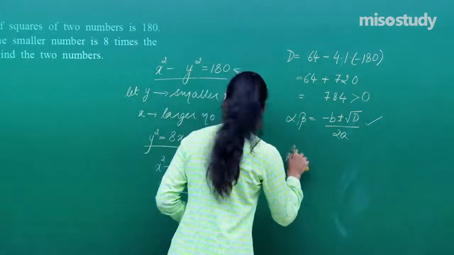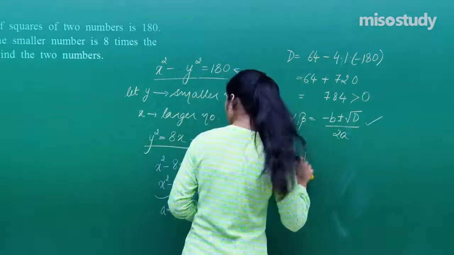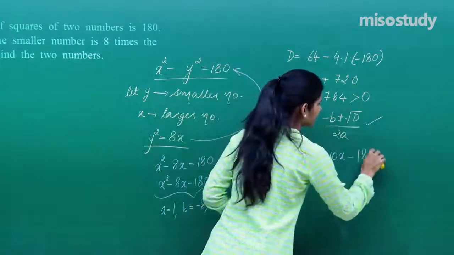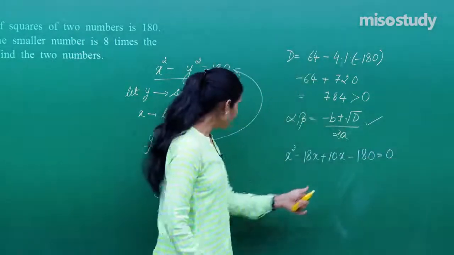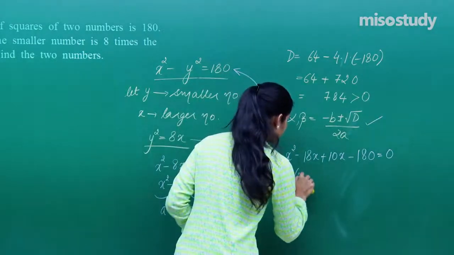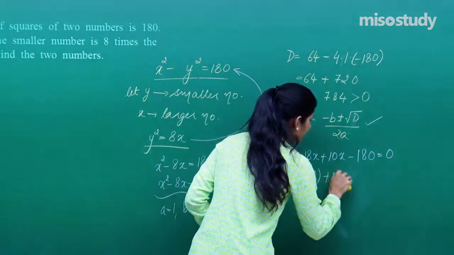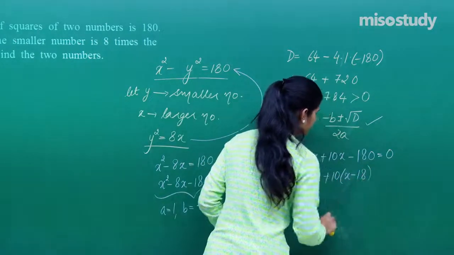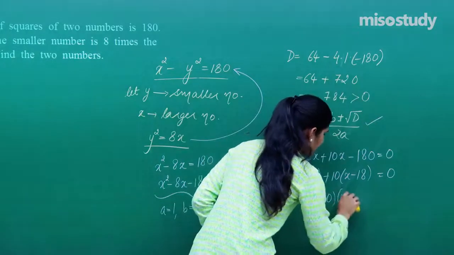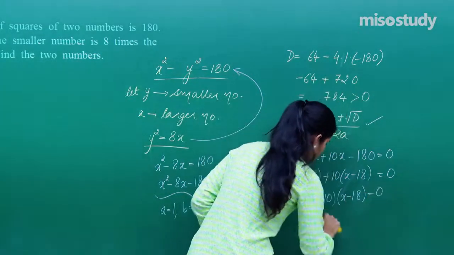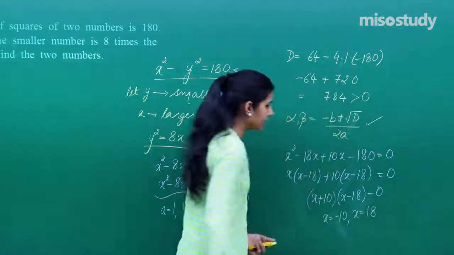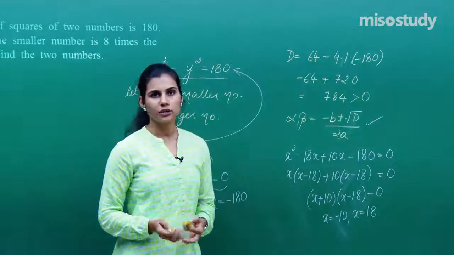You have x square minus 18x plus 10x minus 180. So minus 18 plus 10 gives me minus 8, and minus 18 into 10 gives me minus 180. This is x into x minus 18 plus 10 into x minus 18. This gives you x plus 10 into x minus 18, which obviously gives you x is minus 10 and x is 18. Can you accept x equals minus 10 over here or not?